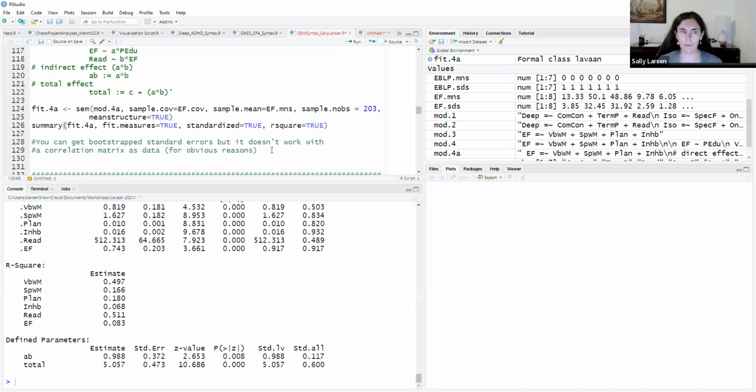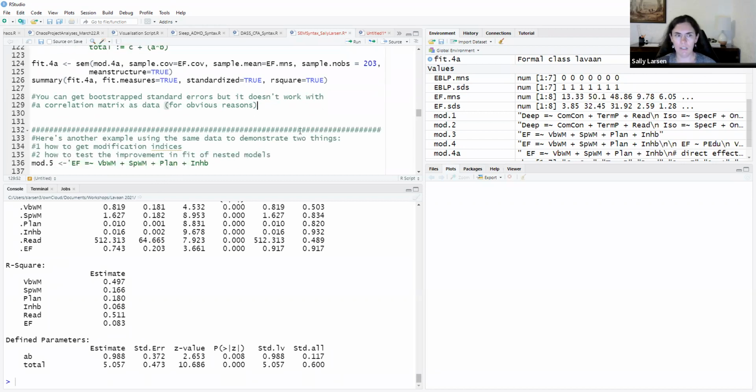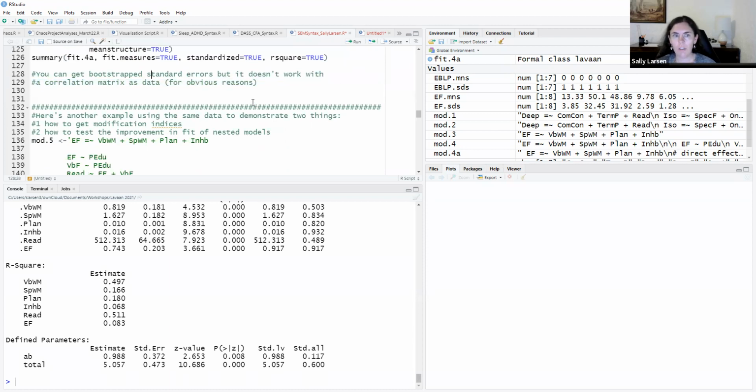So obviously you can get bootstrap standard errors, but it doesn't work with a variance-covariance matrix or correlation matrix. And that's for obvious reasons, because you don't have the data to resample from. So that's just in there so that you know that you can get bootstrap standard errors and report those if you've got an actual data set.